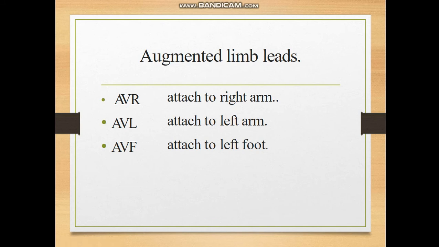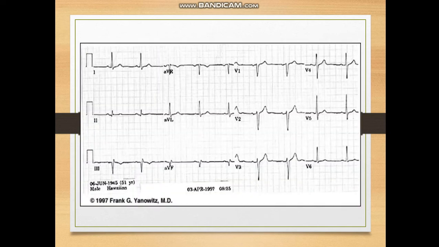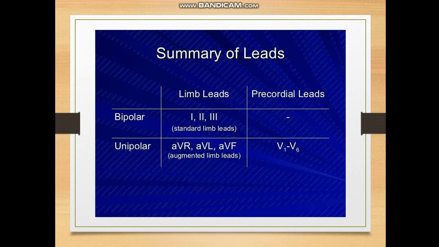Augmented limb leads: AVR, where A stands for augmented, is attached to the right arm. AVL is attached to the left arm. AVF is attached to the left foot. See, you are looking here again. These are the records of these 12 leads: lead 1, lead 2 and lead 3, AVR, AVL and AVF, V1, V2, V3, V4, V5, V6. This is all the recording of the machine, and this is the most common and prevalent pattern of machines nowadays.